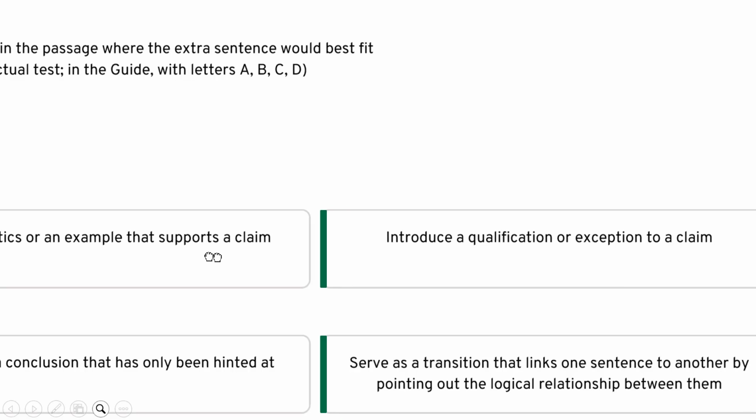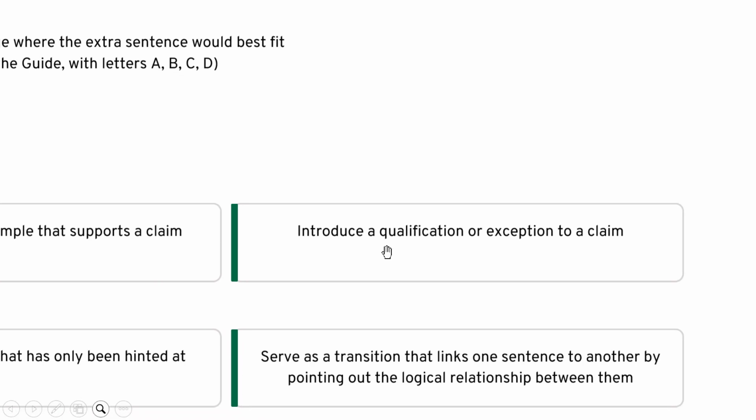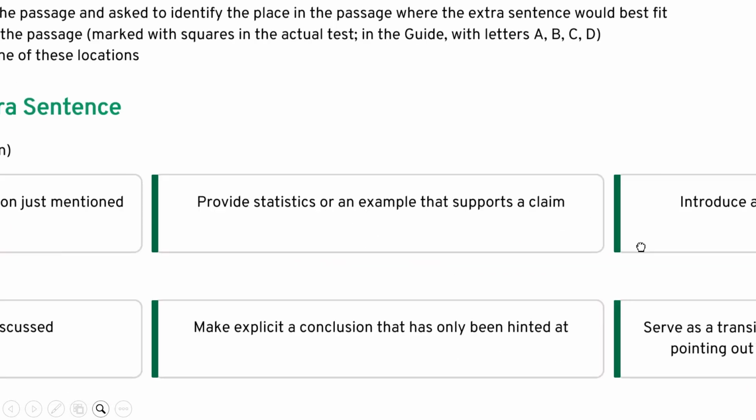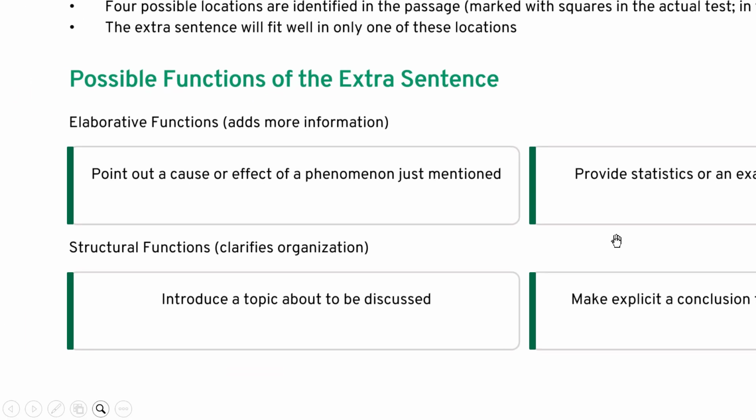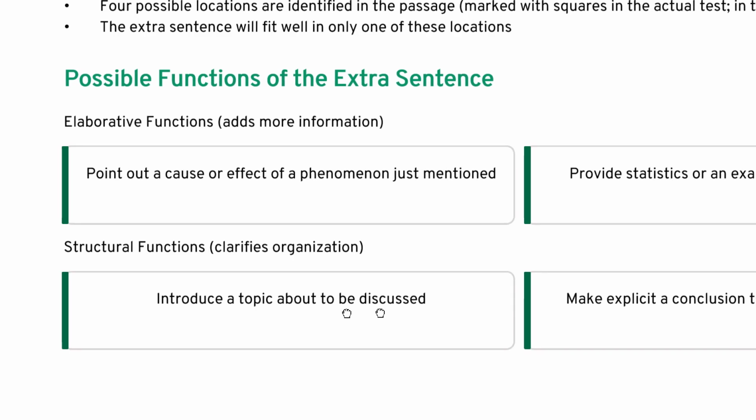We may have this sentence to introduce a qualification or exception to a claim. That sentence which is newly inserted may have that function. Or often it may go on with clarifying the type of organization. So here, that extra sentence we insert might introduce a topic about to be discussed, a new topic to be introduced and discussed throughout the text. It can be this function.